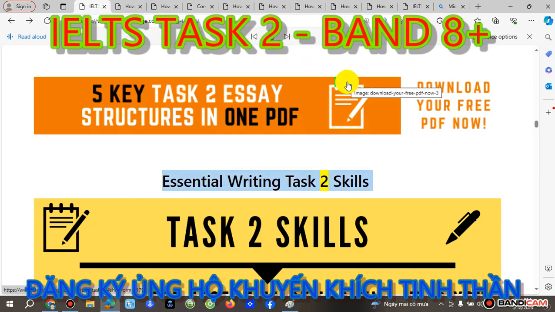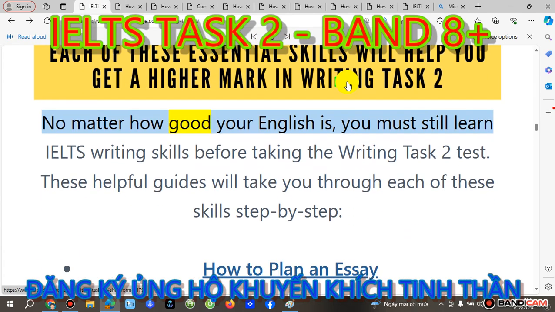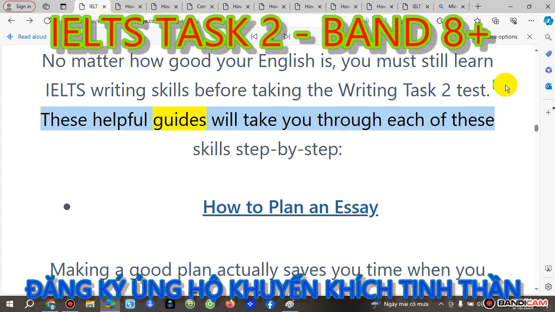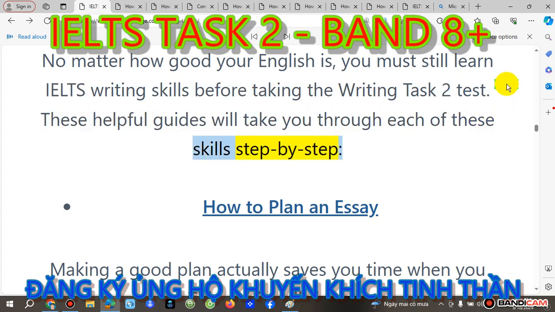Essential Writing Task 2 Skills. No matter how good your English is, you must still learn IELTS writing skills before taking the Writing Task 2 test. These helpful guides will take you through each of these skills step by step.